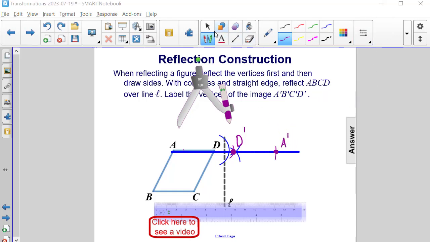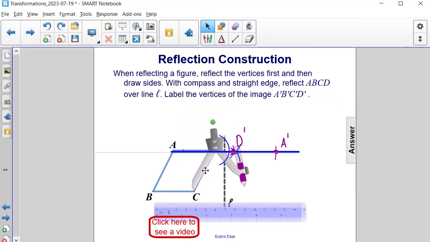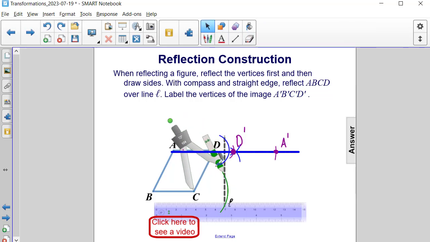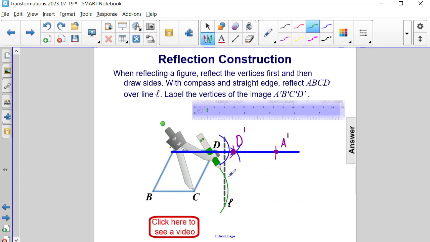And next we're going to follow similar steps to reflect point C about line L. So let's first line it up and make it slightly longer than our line of reflection. I'll change the color to be green. And here we see where the line of reflection intersects the arc that we just drew.